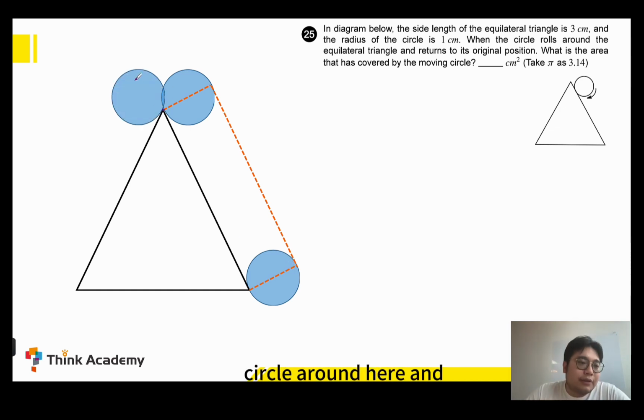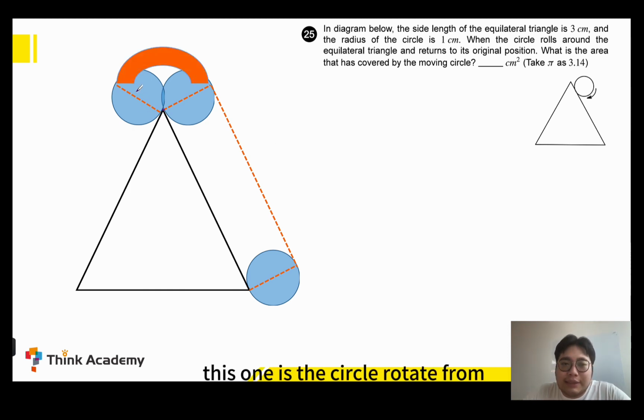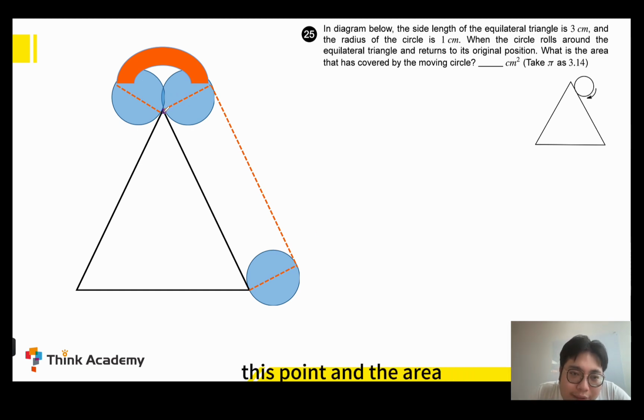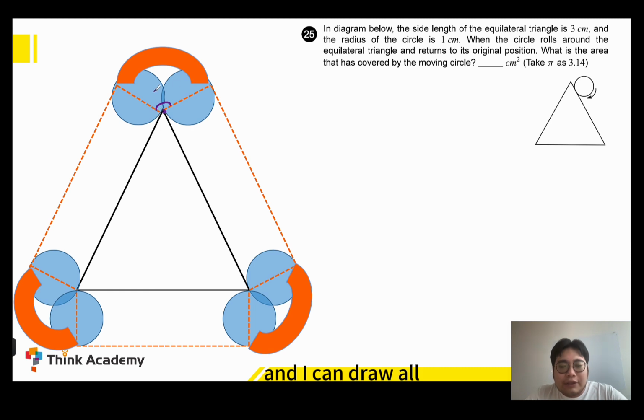After that, there must be a circle around here, and we can label the diameter line. This is the circle rotating from this point, and the area will become this sector. For this kind of sector, we only need to know how many degrees it is, and then we can calculate the sector's area. And I can draw all the things.